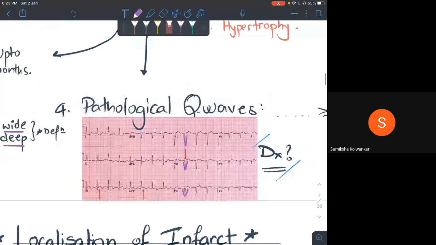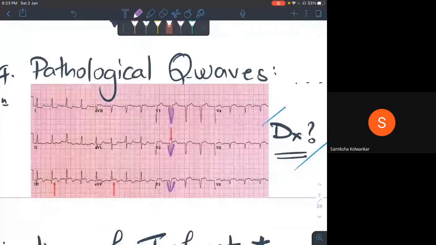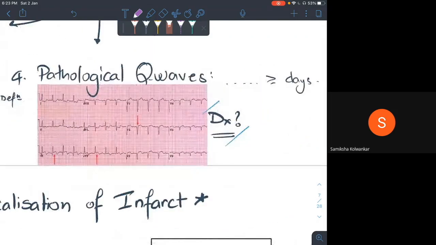Now, I want to ask you guys a question. It's a very interesting one. I've just told you a bit about MIs, not a lot, but since you guys know about ST elevation and everything, can you tell me what this ECG is? Of course, it's an MI, but is this a new MI? Is this an old MI? What is it? There are arrows marking out here which give you hints about what it could be. Pathological Q waves usually occur after days, right? So what do you think this is?